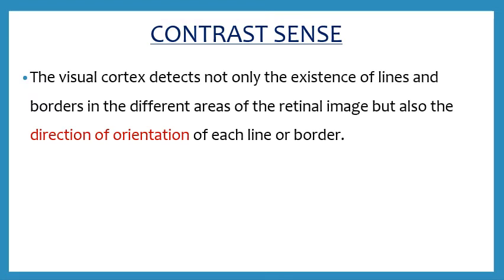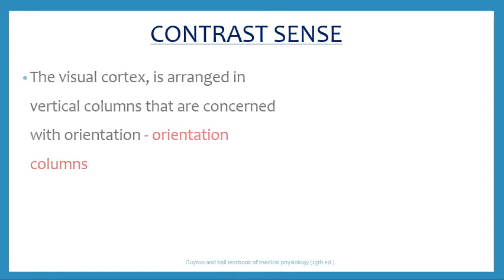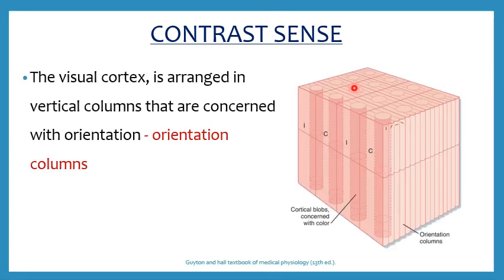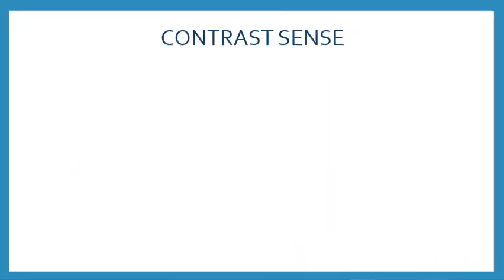Now, visual cortex detects not only the existence of lines or borders in the different areas, but also the direction of orientation of each line or border. So how is the orientation being detected by the visual cortex? That is because in the cortex we've got orientation columns. So the visual cortex is arranged in vertical columns called orientation columns, which help us to understand the orientation of each of the images that is being formed.